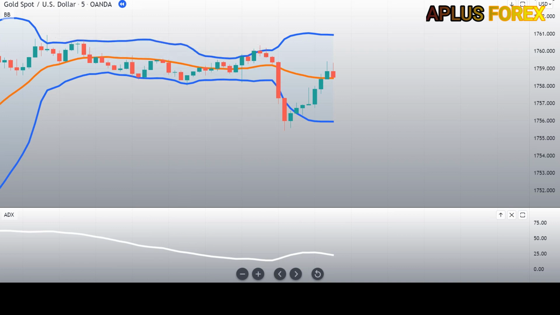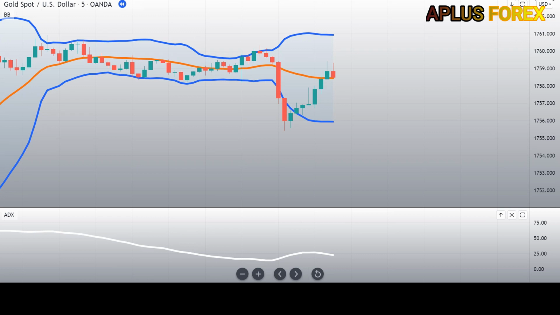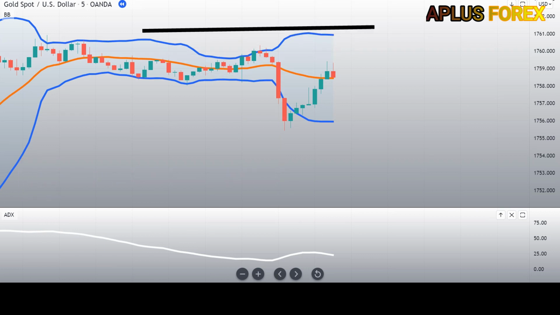To take an example, on the chart below, we can see the market was consolidating in this area. Suddenly, a breakout occurred at the same time the ADX indicator was above 25, confirming the breakout will continue with the trend. We take a short position, targeting a 1:2 risk-to-reward ratio and put our stop loss outside this consolidation area.